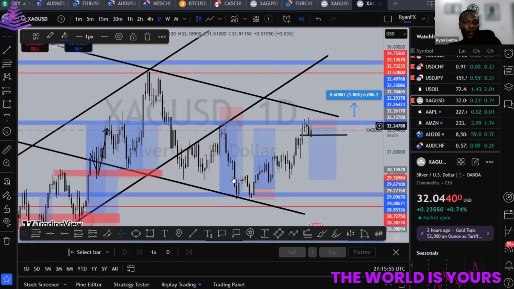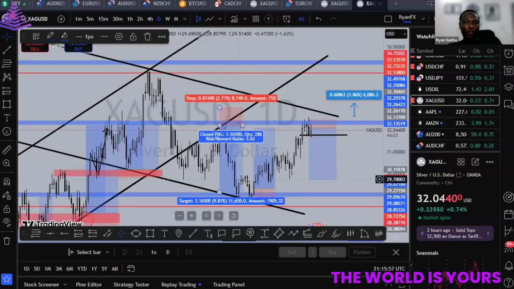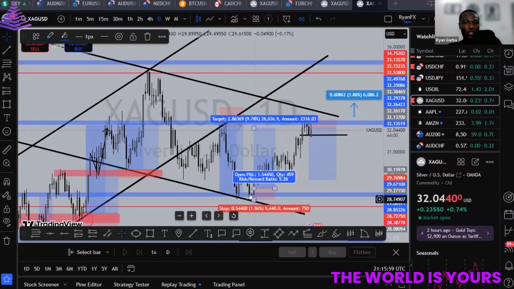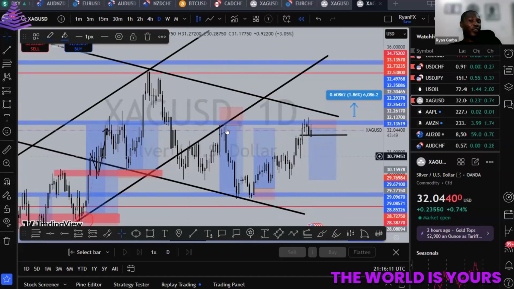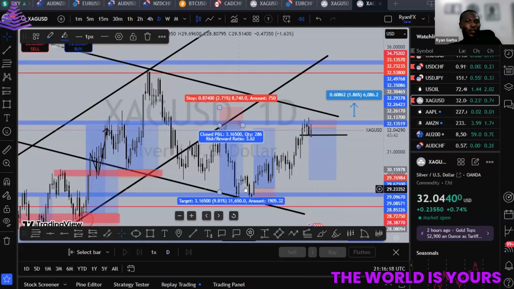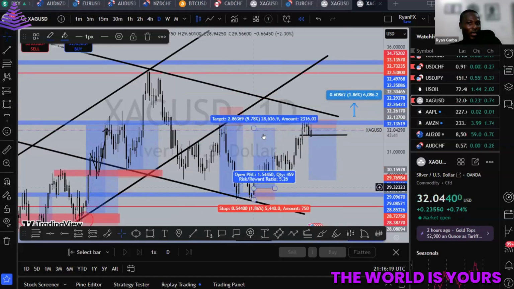Price rejected here. Came, formed sort of a double bottom here. You see, I entered a trade here. Why? Because I'm seeing what? A double bottom. So I entered a buy trade. Here it's a break of trend. I don't want to talk about that today. Break, retest, break. So that's why I entered this. And then you can see I also entered one here.